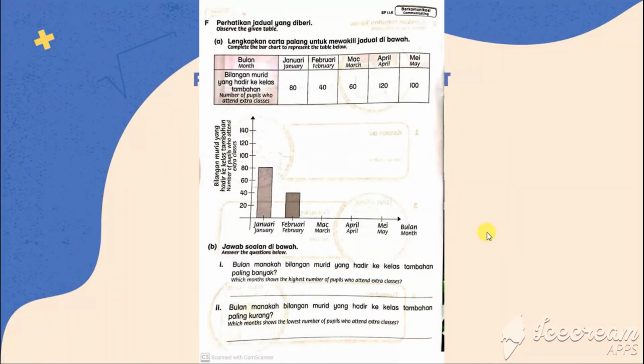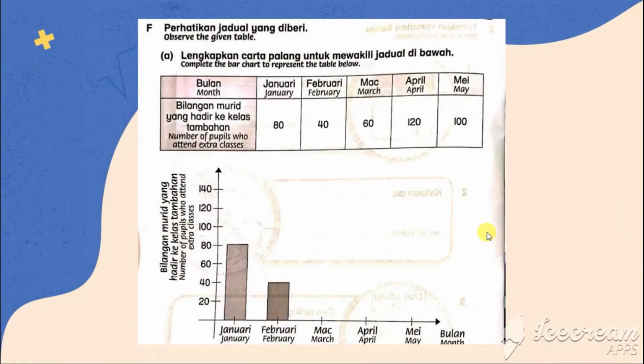So this will be an example of communicating questions. Okay, so we'll be answering. I'll be taking you through how you want to answer this kind of question. Okay, let's see. I'm making it bigger. Observe the given table. Complete the bar chart. You see, they're using a bar chart because we are talking about communicating science skills.